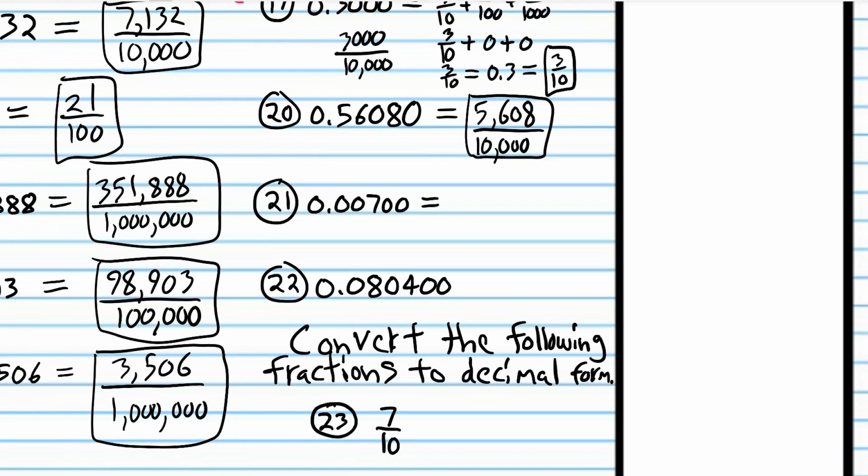So why don't you try the next two problems? Again, the denominator is going to be the number that is what this place is named after. So this place is the tenths, hundredths, and thousandths place. We don't care about these zeros because these are ending zeros. So you can just get rid of those. So try 21 and 22, and when you come back, we'll do them together.